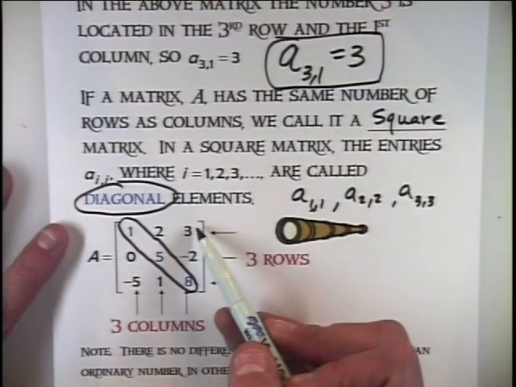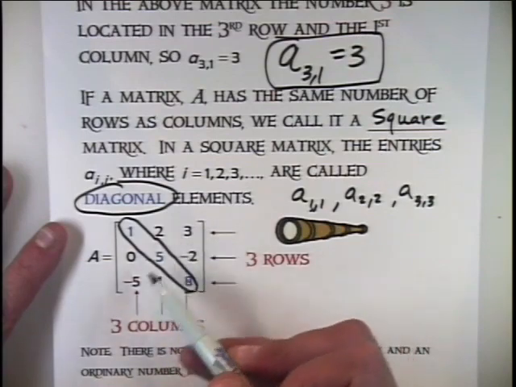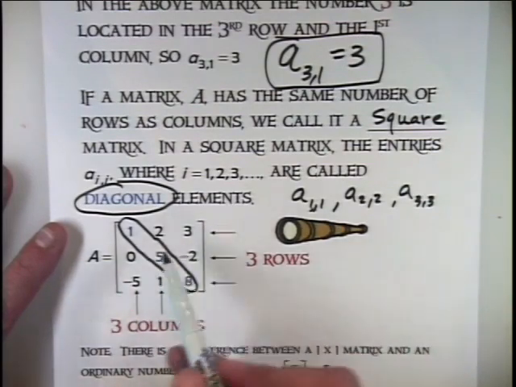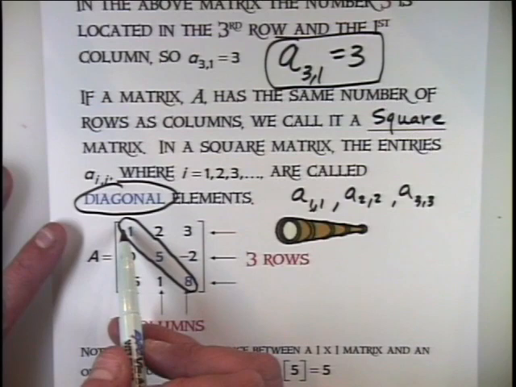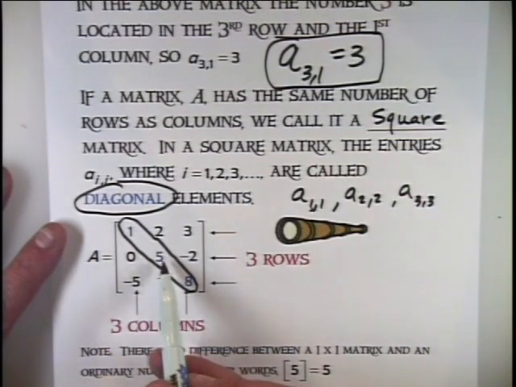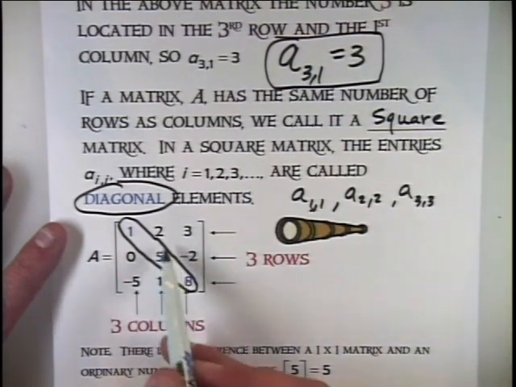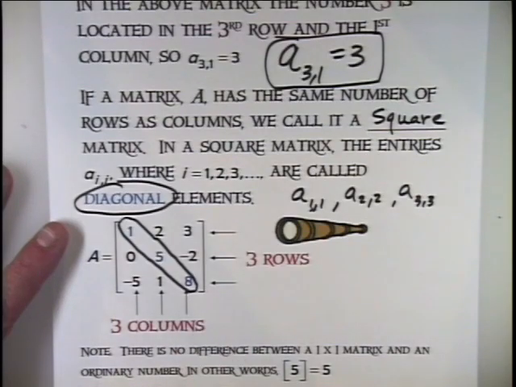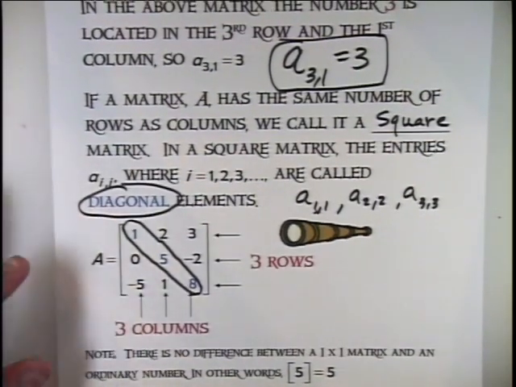Now, you're probably saying at home, what about these numbers? These are also along a diagonal. That is true. But we're looking at the ones that start in the top left corner only for a square matrix that come from the top left to the bottom right along that diagonal. Those, by convention, we call the diagonal elements.